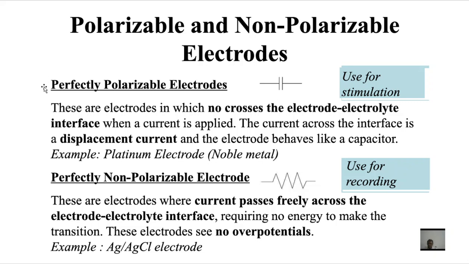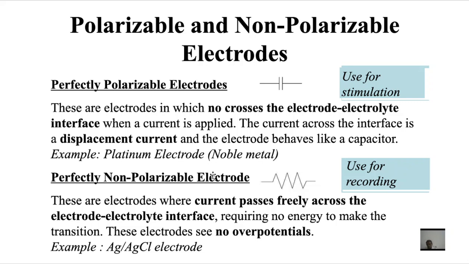In this diagram you can see a perfectly polarized electrode and a perfectly non-polarized electrode, so there are two types of electrode. A perfectly polarized electrode is one in which no current crosses the electrode-electrolyte interface when a current is applied. The current across the interface is a displacement current, and the electrode behaves like a capacitor. An example is the platinum electrode. Platinum is considered a noble metal.